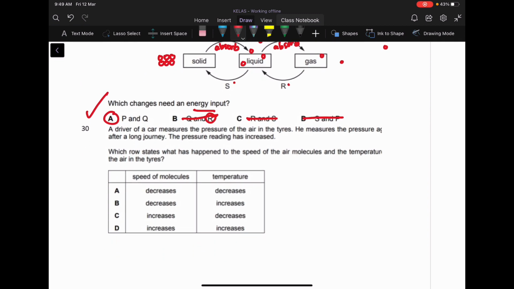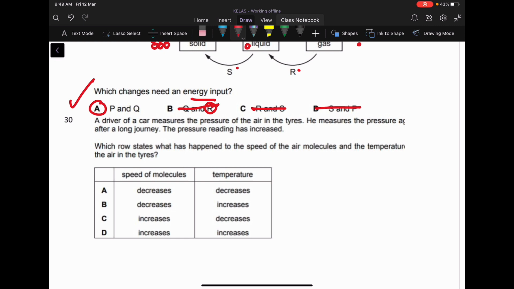Now, a driver of a car measures the pressure of the air in the tires. He measures the pressure again after a long journey. The pressure reading has increased. So we have two situations. Situation 1, pressure low. Situation 2, pressure high. Pressure increased. Which row states what has happened to the speed of air molecules and the temperature? When pressure is high, that means temperature increases.